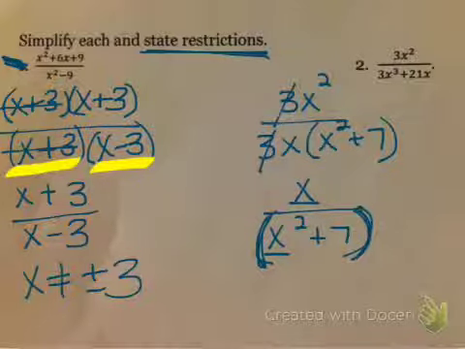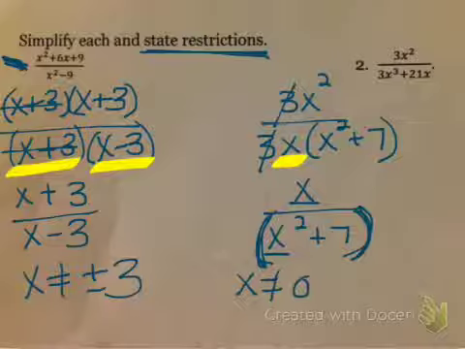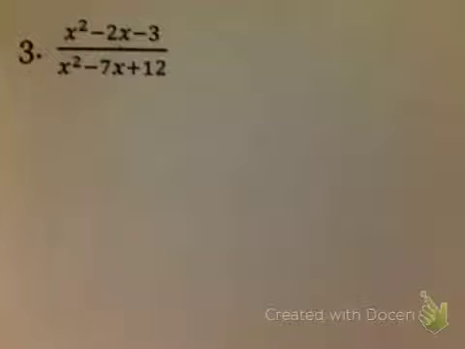Now I can't cancel the x and x squared, because x squared plus 7 is one factor. You can only cancel factors. My restrictions, I go back to before I canceled. The 3x out in front would tell me that x can't be 0. And x squared plus 7, I don't have to worry about because that would be imaginary. So I do not have to include imaginary values.